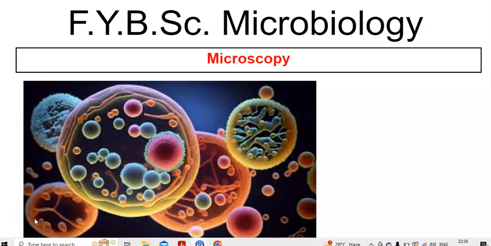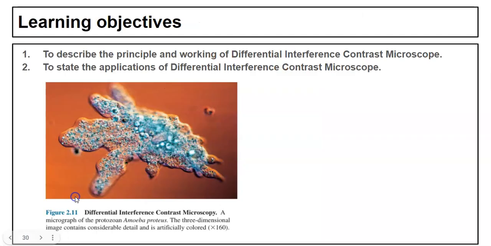The topic for this video lecture is differential interference contrast microscope, one of the techniques in microscopy which is very useful for the 3D observation and image. So let us see the learning objectives. The first one is to describe the principle and working of differential interference contrast microscope, DICM, and then we shall state and focus on the applications of differential interference contrast microscope.